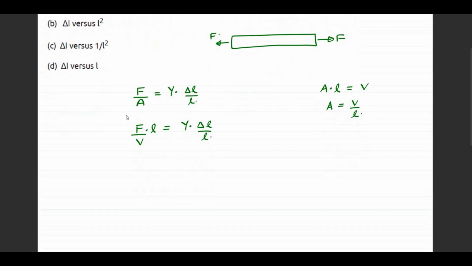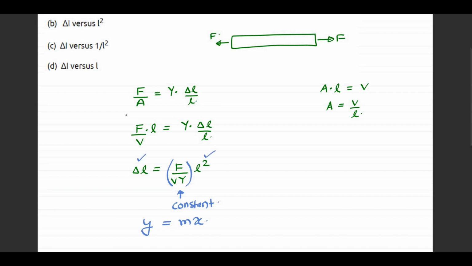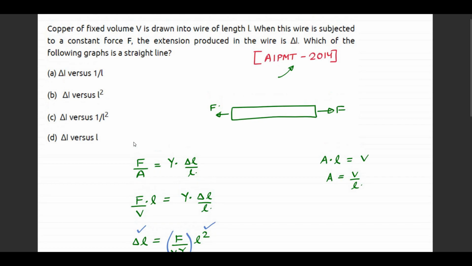If I rearrange, you can see this is a constant term. So this has taken a form like y equal to mx, intercept part being 0. So delta L versus L square will be a straight line. If we look at the options, option B will be the correct answer. Fine.